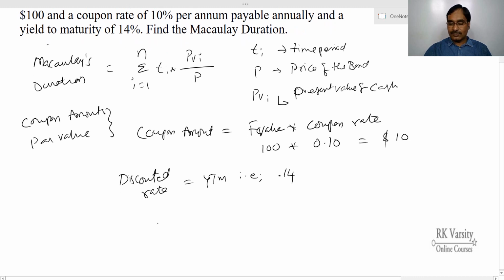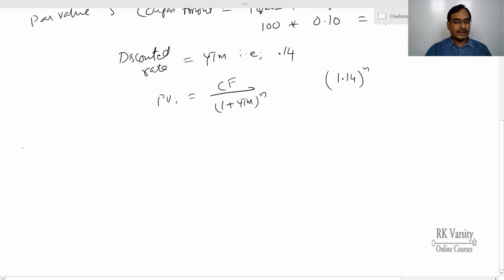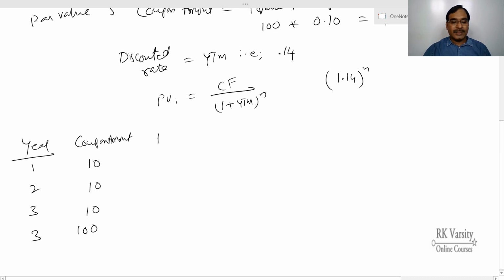Then to get the present value of cash flows, the present value at each time period is cash flow upon 1 plus yield to maturity raised to the power of n. Here yield to maturity is 0.14, so you have to discount at 1.14 to the power of n. Now this is a 3-year coupon bond, so we'll calculate that now. First we take the years: 1, 2 and 3. Each year you get a coupon of $10, second year also, third year also. And at the end of the third year, you will get your principal amount or par value, that is $100.